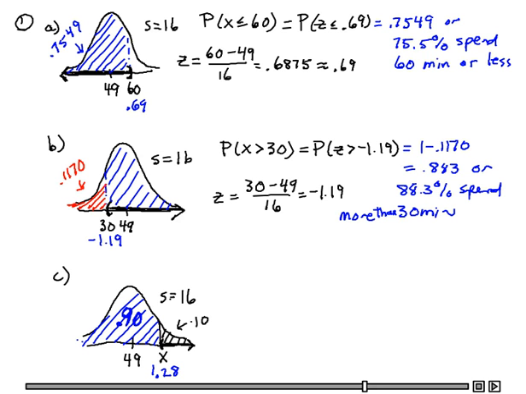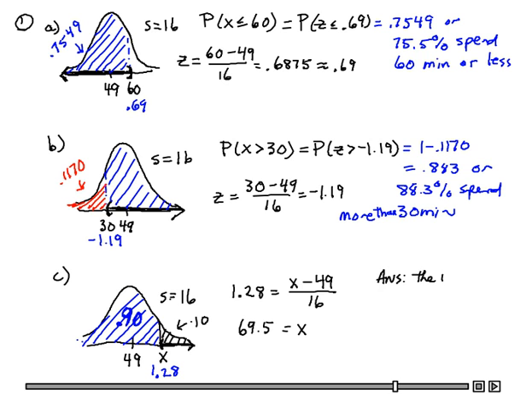Now, that will give me a way of solving for x. The z-score for x is 1.28. And whatever x is, subtract 49 divided by 16. That will have to be 1.28. Now all I have to do is solve for this equation. I'm going to multiply both sides by 16, and I'm going to add 49, and I get x is equal to 69.5 approximately.